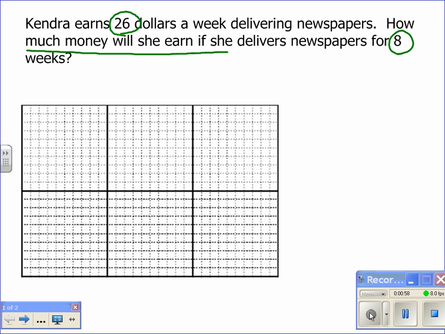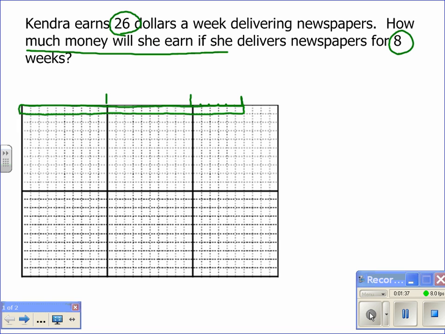So if I look at 1 week, Kendra earns $26. I'm going to count across to 26, to show how much she earns in 1 week. So here's 10, here's 20, 1, 2, 3, 4, 5, 6. If I were going to show how much she earns in 1 week with this grid paper, I could just make a line across all those squares. That's $26 in 1 week.